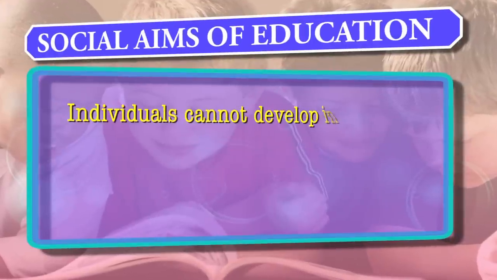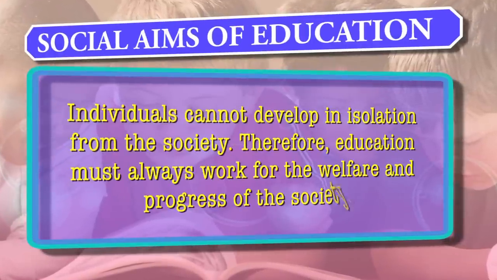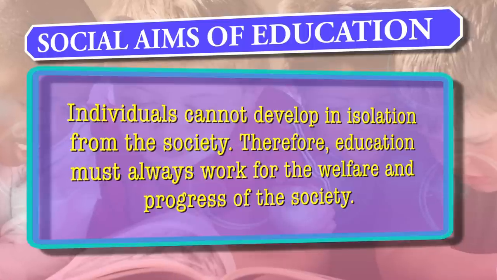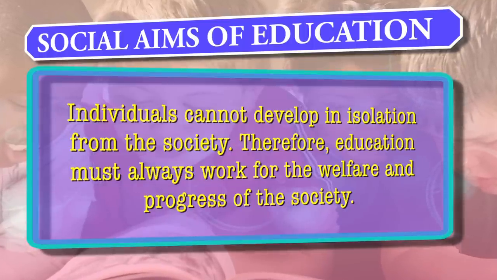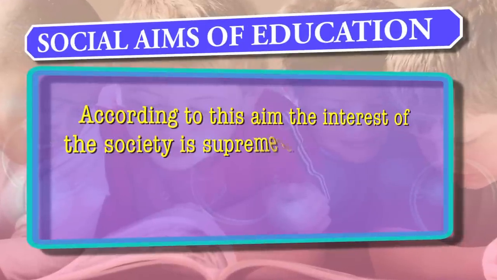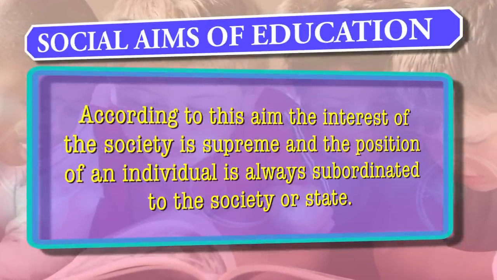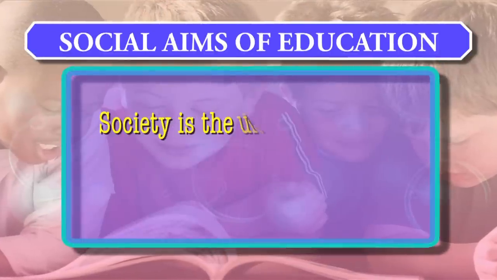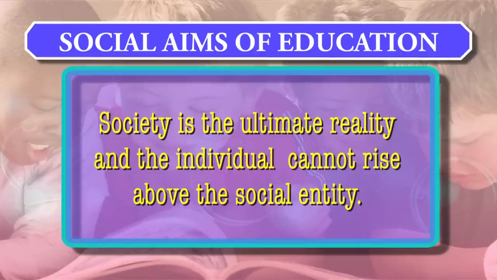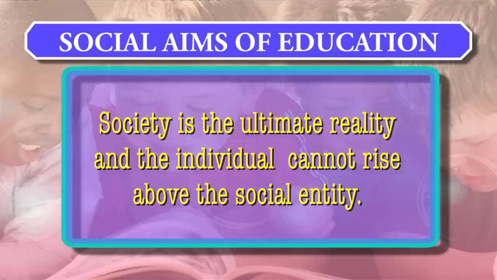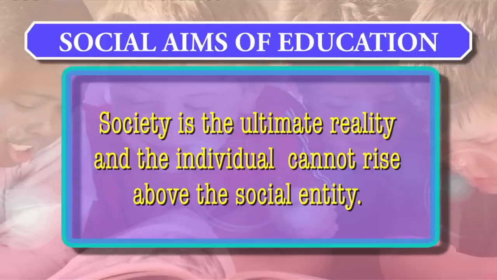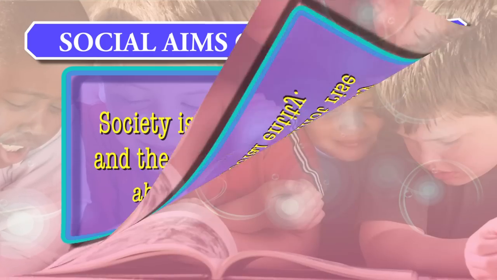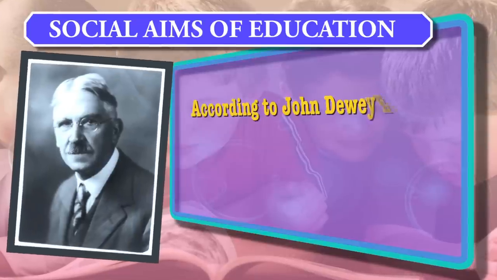Individuals cannot develop in isolation from the society. Therefore, education must always work for the welfare and progress of the society. According to this aim, the interest of the society is supreme and the position of an individual is always subordinate to the society or state. The basic philosophy of social aim is that society is the ultimate reality and the individual cannot rise above the social entity. The chief supporter of this aim of education is John Dewey.